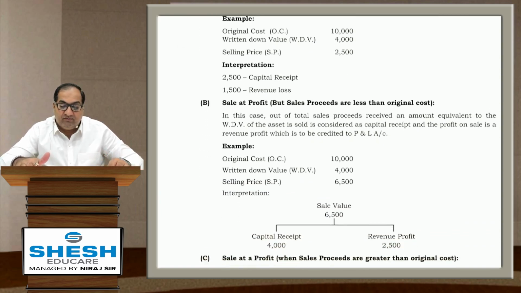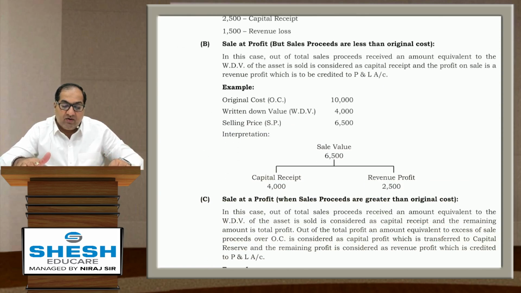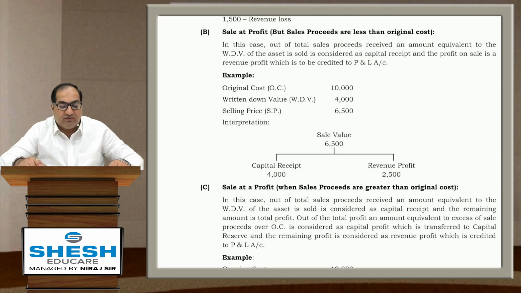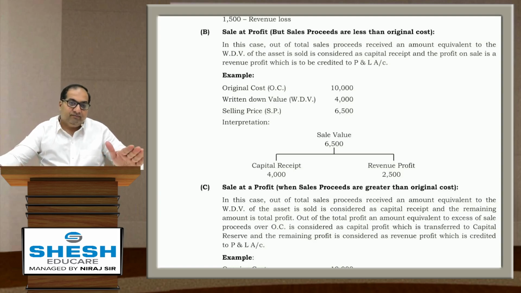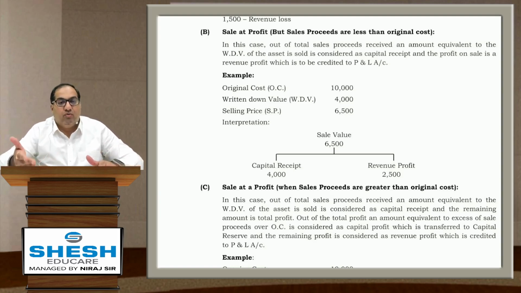Second example, cost is 10,000, written down value is 4,000, selling price is 6,500. So it is more than the written down value. Up to book value, 4,000 is a capital receipt. The rest, that is the 2,500 difference, is not a loss this time but a profit, a revenue profit. So it will be credited to the profit and loss account currently. Here the selling price is more than the book value.